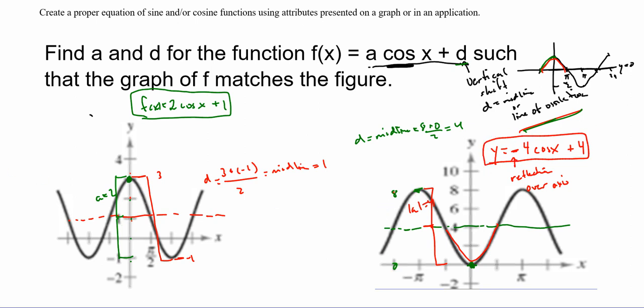So once again, when you're going through these, the key thing is to understand what cosine looks like at the origin at 0, and it starts at 0, 1. Find our line of oscillation, or midline, which is usually at 0, but it's been shifted up or down. That's our D value. Our A value is our amplitude, the distance from the midline to the max, or midline to the min. Find that, that's your A. Determine if it's going to be reflected. That tells you if you're going to have a negative or not.